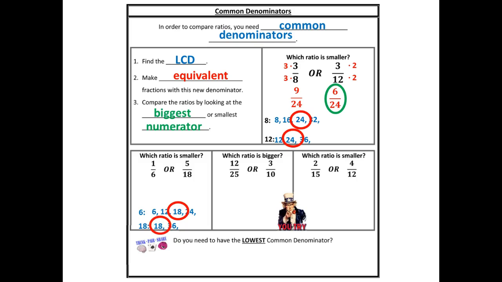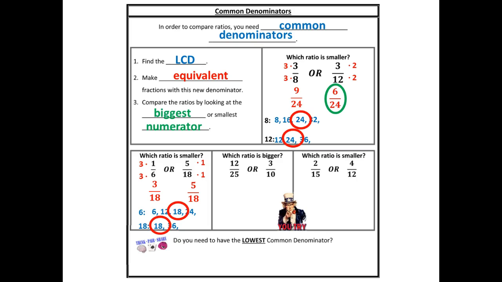I see 18 in both lists. I don't have to do anything for my ratio of 5 to 18, but my 1 to 6, because 18 is the third multiple in that list, I'm going to multiply my numerator and denominator by 3. Other side, I don't have to do anything, but it's really thinking like multiplying by 1. Find my equivalent fractions, and then I just have to compare the numerators. I'm looking for the smaller ratio, so the smaller numerator is my answer. In this case, the ratio of 1 to 6, or its equivalent 3 to 18, is the smaller ratio.